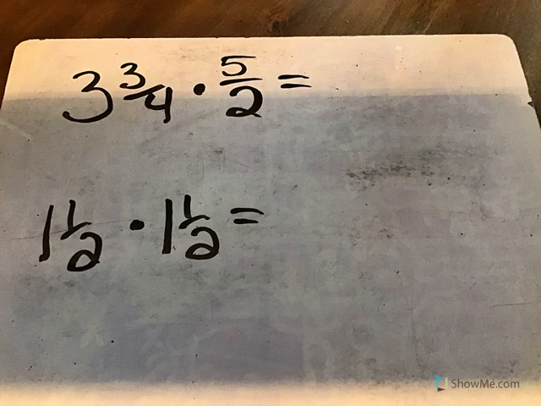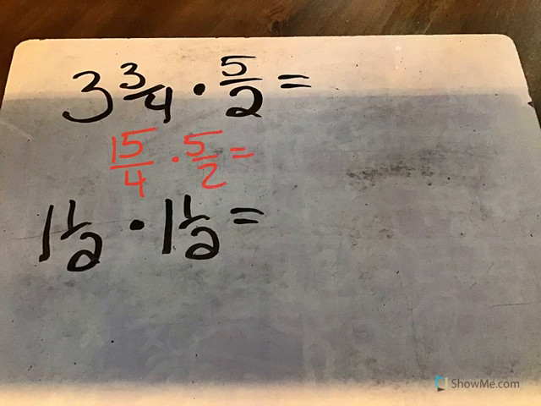All right. Next problem. We have 3 3/4 times 5/2. I have a mixed number with an improper fraction. This one's kind of easy. I'm going to turn my 3 3/4 into an improper fraction using MAD. 4 times 3 is 12. 12 plus 3 is 15 over 4, times 5/2.